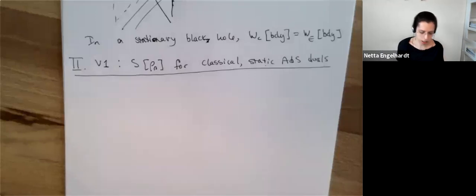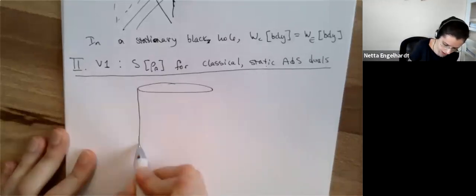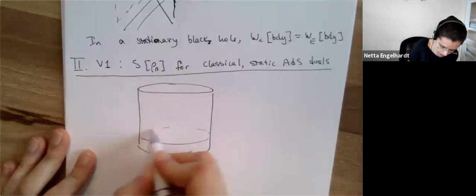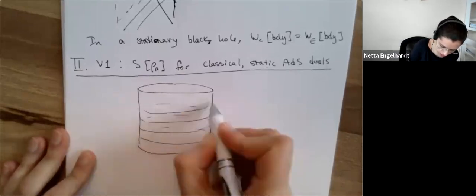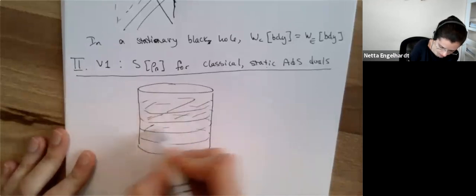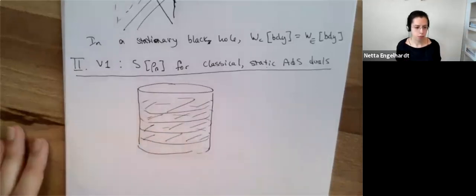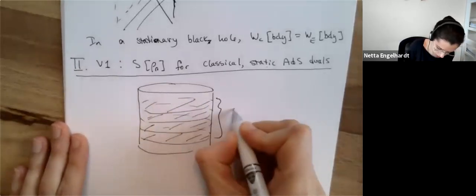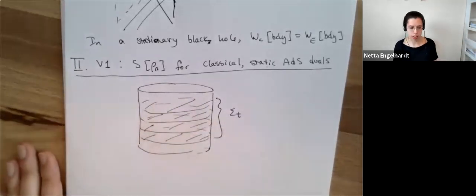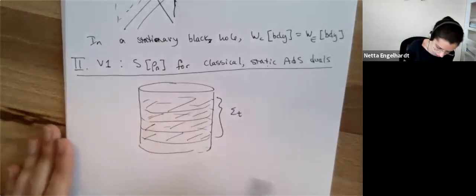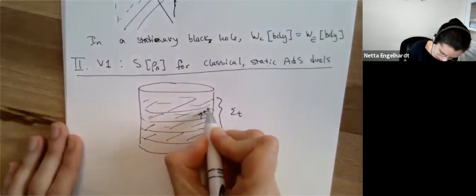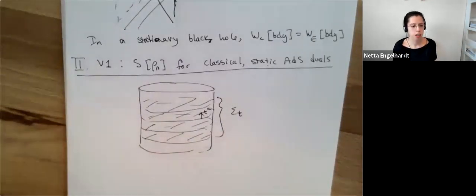Now, what I mean by static here is that there exists a time-like vector field. So I'm just going to draw a bunch of Cauchy slices here. So that means we have a foliation by these Cauchy slices, and there is a globally time-like vector field called T^A. So there's a globally time-like Killing vector field T^A, which is normal to the foliation by these slices Sigma_T. So that's what I mean when I say static.